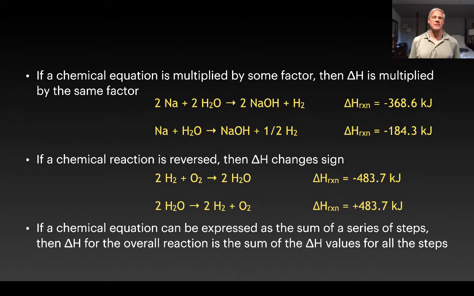Now you may be asking yourself, why do we want to do this? Well, if we have a chemical reaction that can be expressed as the sum of a series of steps, then the delta H for the overall reaction is the sum of the delta H values for all of the steps. And this is where this idea of state function comes in, and this is what Hess's law is all about. Maybe there's a reaction that I want to know the delta H for, but I can't actually do the reaction itself. I can still find the delta H of the reaction if I can find a series of reactions that when added together will give me the reaction that I want.